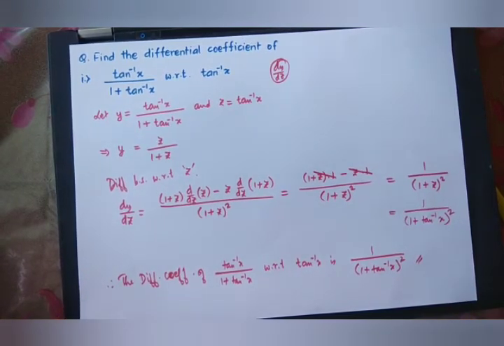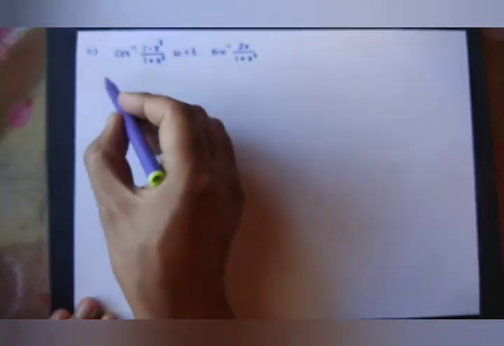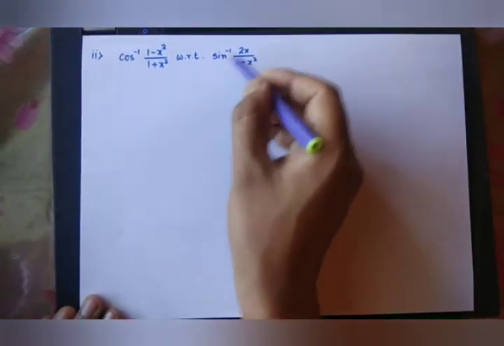So pause the video to note down. Okay, now let us find the differential coefficient of this one with respect to this one. So as the rule says, we have to take this to be y and this to be z.